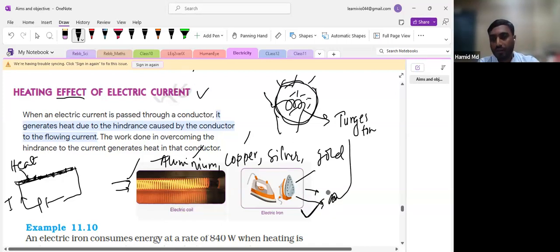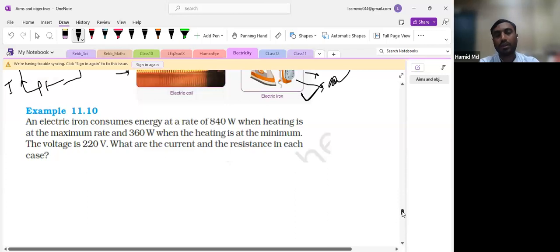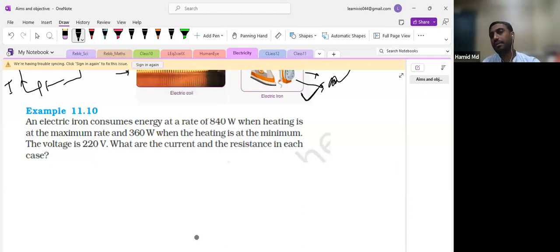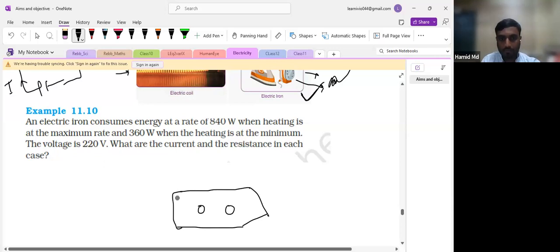I would like to draw the figure of that heating element. Back at home, you might have seen the iron heater used by the washerman, the traditional one. This type of iron heater has two handles, right? There is one layer up and then one layer down. Remember?